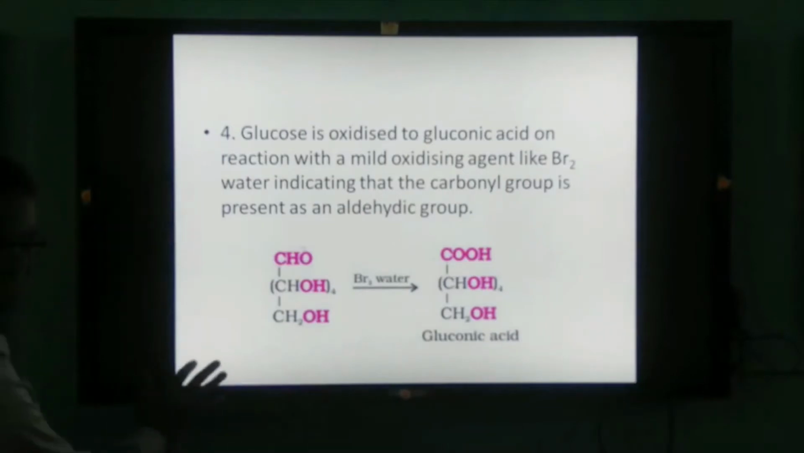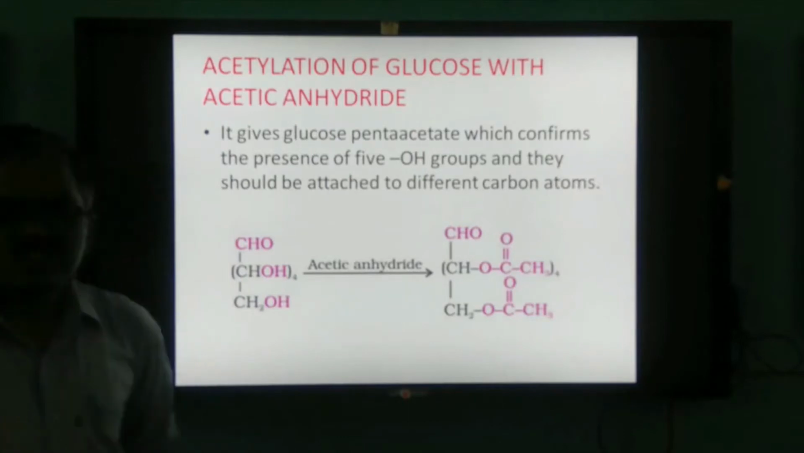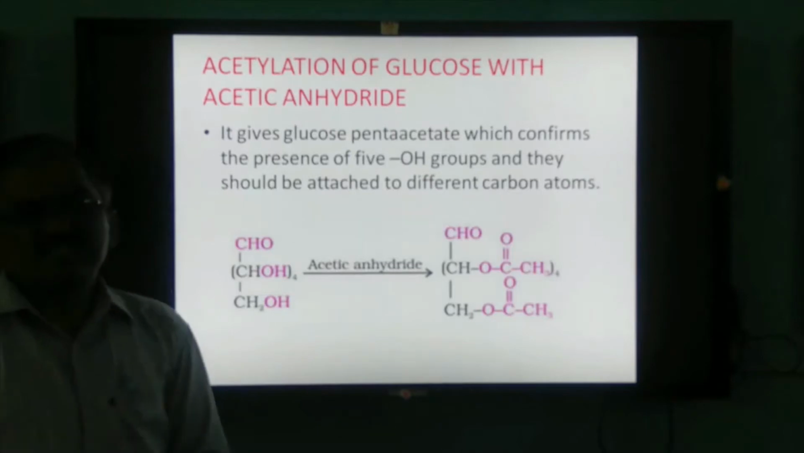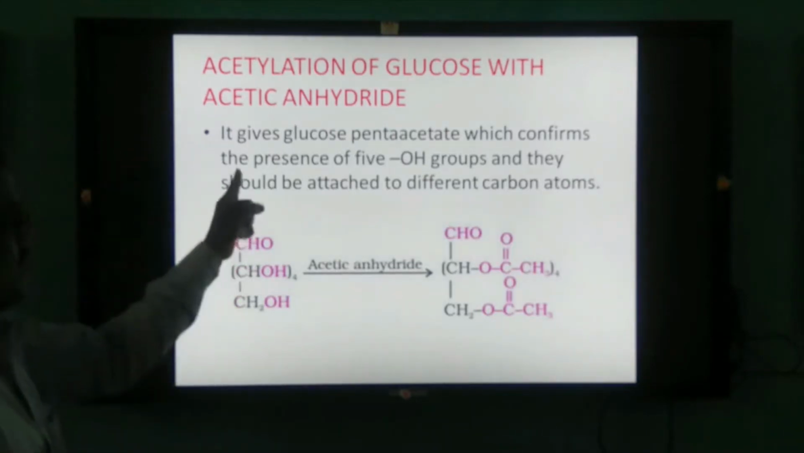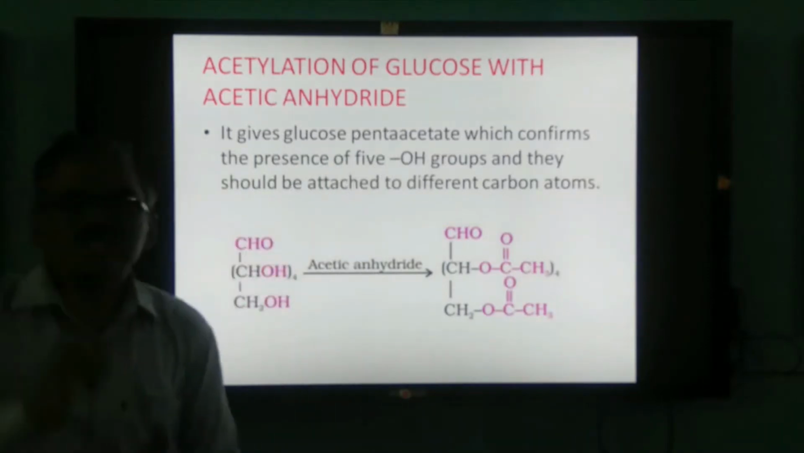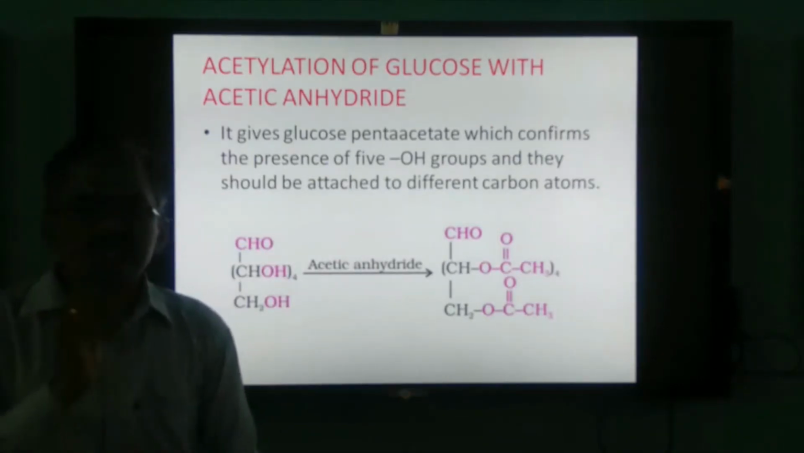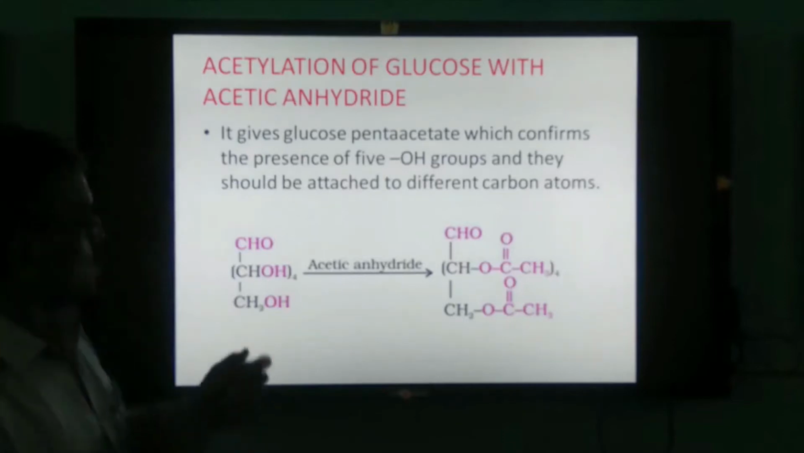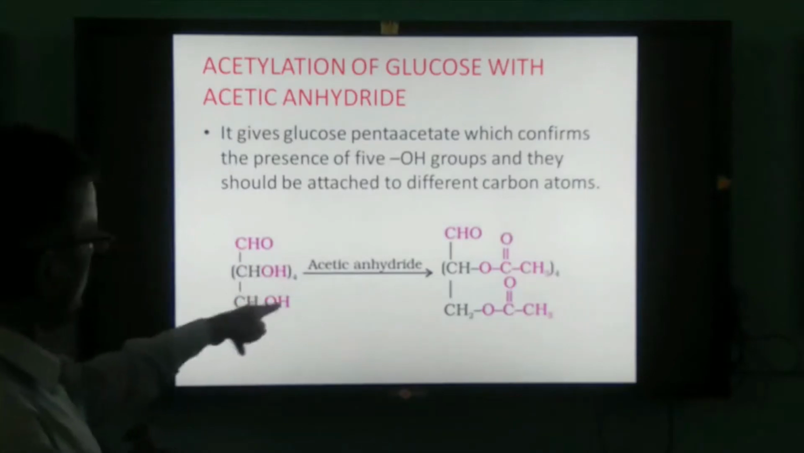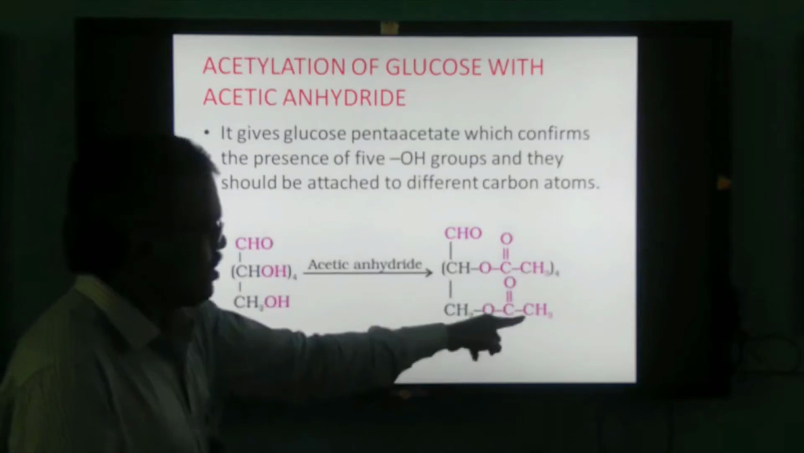That is another evidence. Next, acetylation of glucose with acetic anhydride. What will happen to the glucose when it is treated with acetic anhydride? You are getting a pentaacetate. It means 5 molecules of acetate, indicating that there are 5 OH groups, that is 5 hydroxy groups in glucose. That is called a pentaacetate.